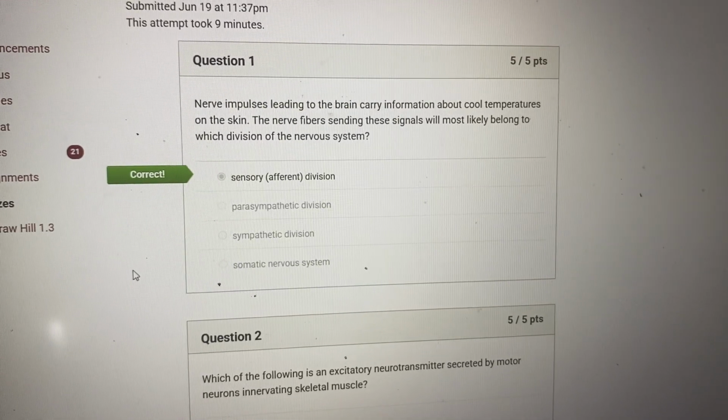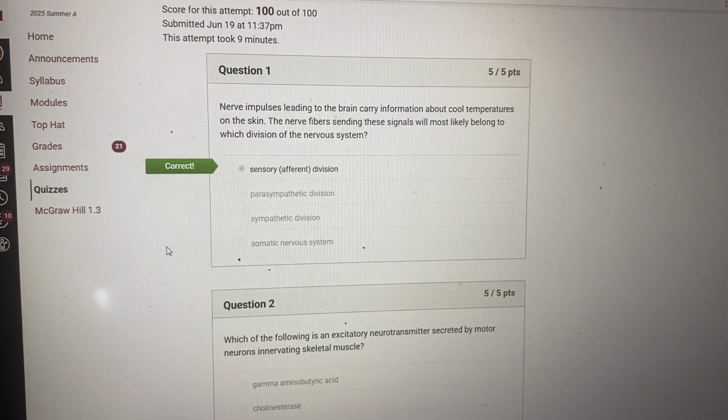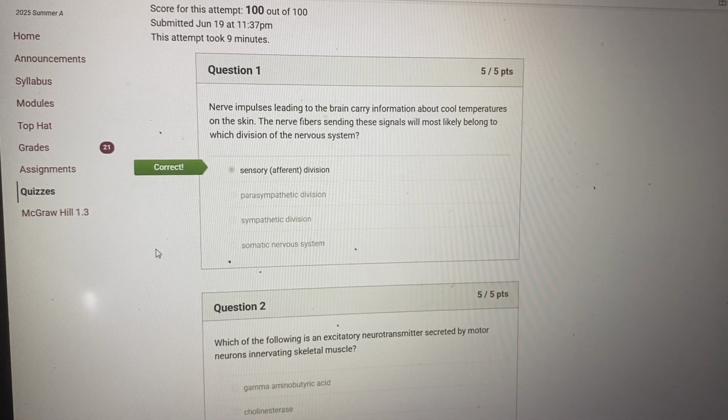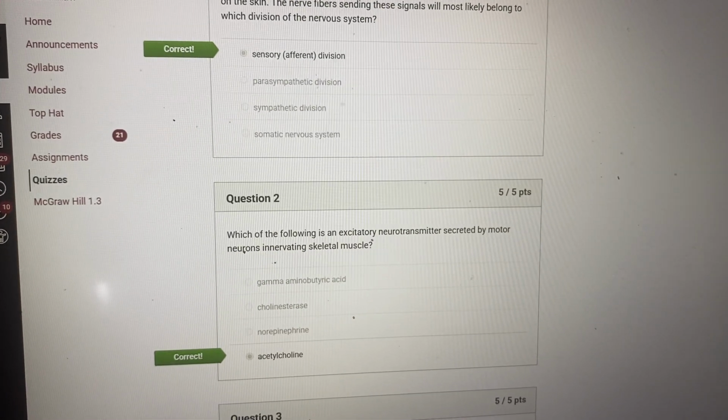Nerve impulses leading to the brain carry information about cool temperatures on the skin. The nerve fibers sending these signals will most likely belong to which division of the nervous system? The sensory, or the afferent, division.